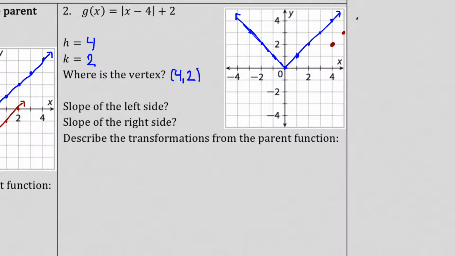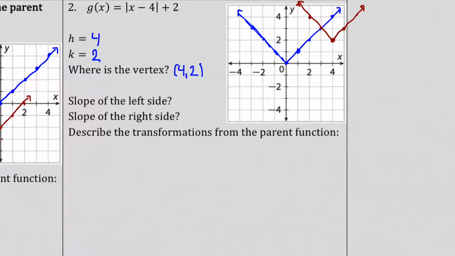This one is going to go off the page, but it keeps going that way. And on the left side, up 1, left 1. Up 1, left 1. Up 1, left 1, and so on. So it goes this way and this way. And there you go. That is the absolute value function, but this one right here, not the parent function, which is the blue one.